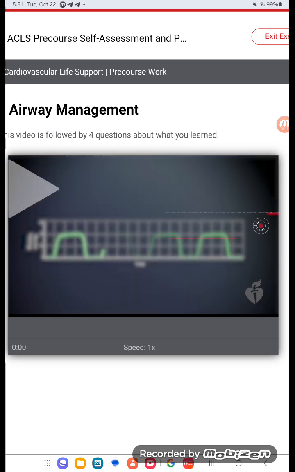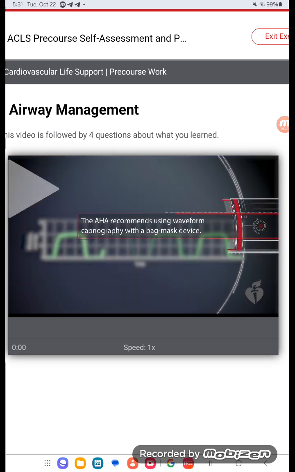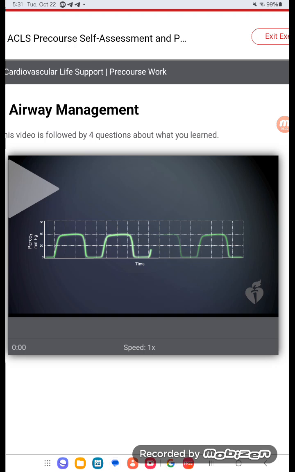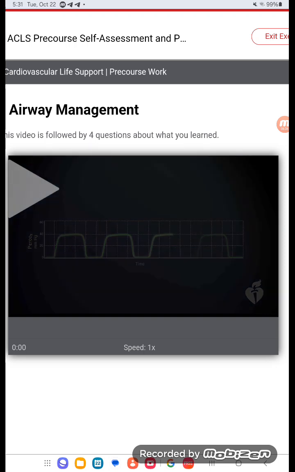The American Heart Association recommends using waveform capnography with a bag mask device to provide increased monitoring of ventilations and CPR quality. Effective ventilation through these airway devices should produce a capnography waveform.